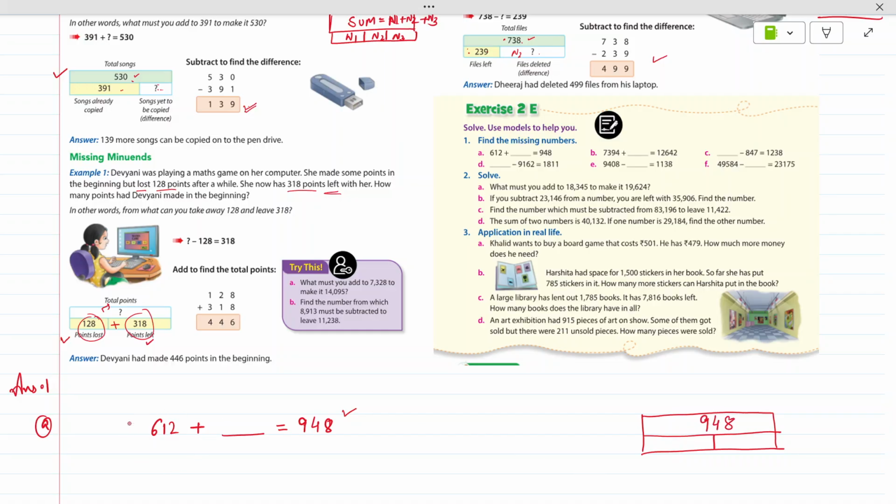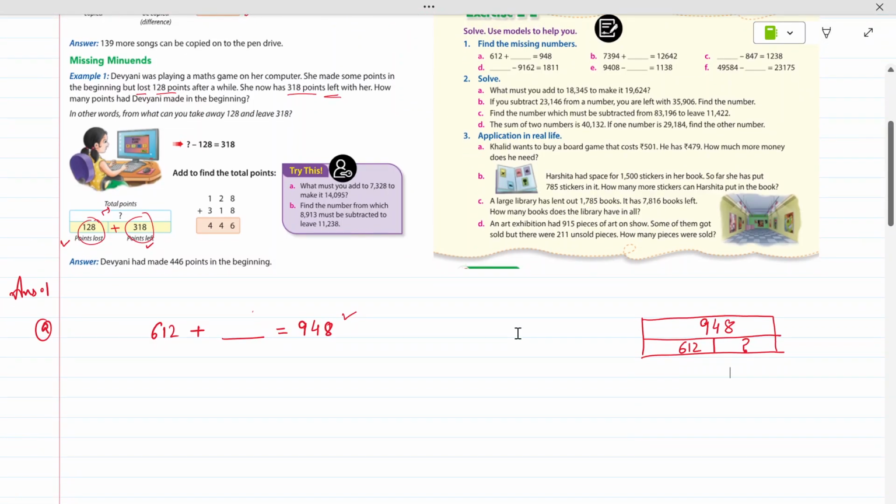Now one number is given to us, which is 612, so we write 612. And this is the number which we have to find out, so I'm putting a question mark here. Now how we can do this is simple. If we subtract 612 from 948, we will get this number.